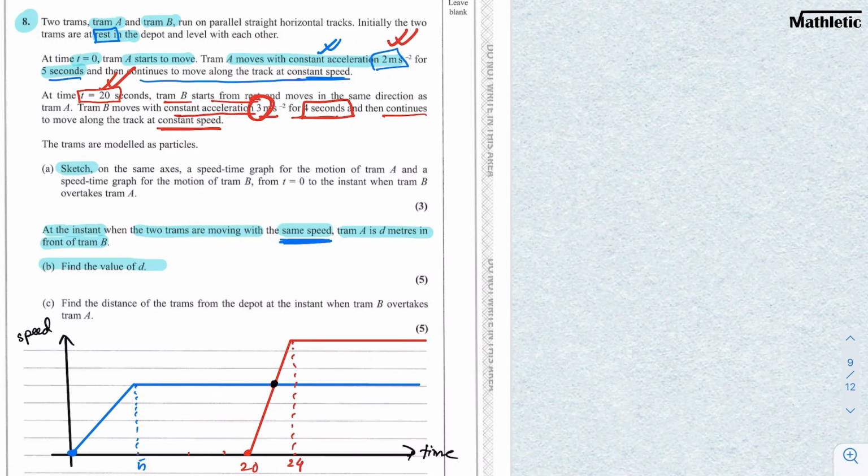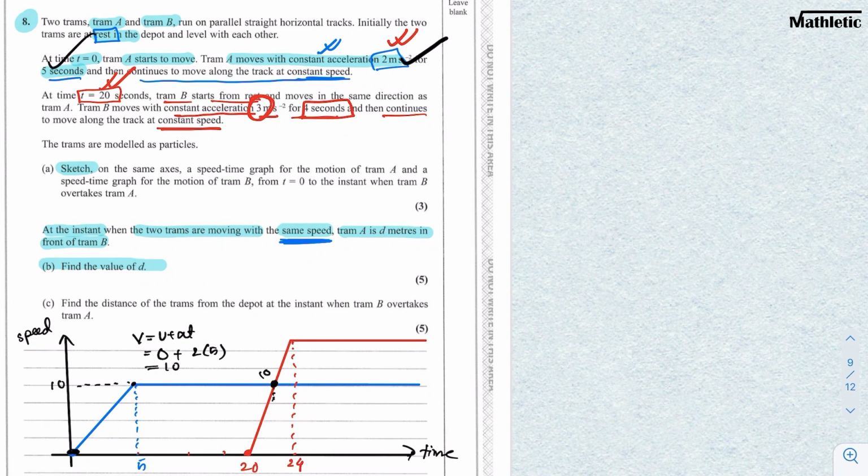The velocity here, we can find the value from here. v equals u plus at. u is 0, the starting point. Acceleration 2 times 5, these were given, so we can substitute that here. 5 times 2 is 10. So this velocity is actually 10.